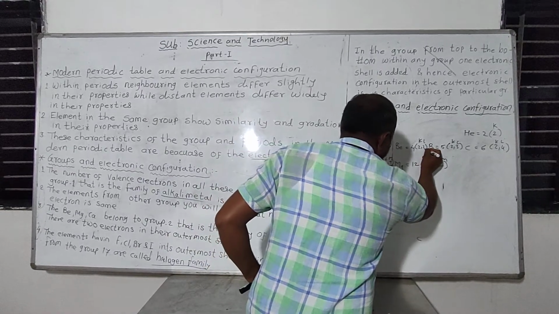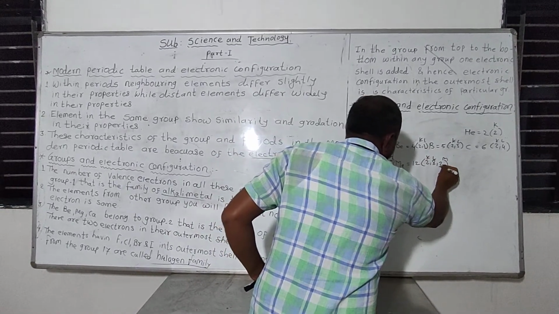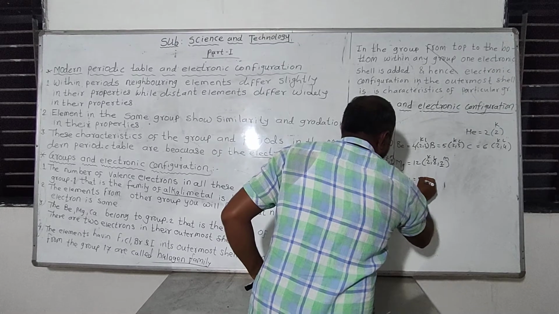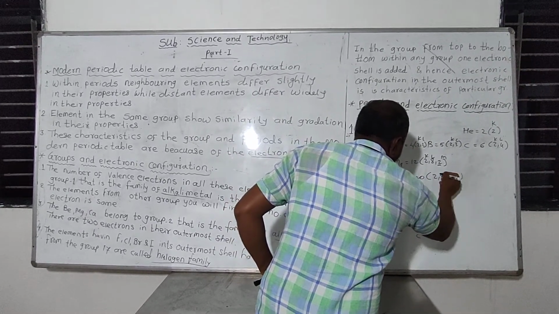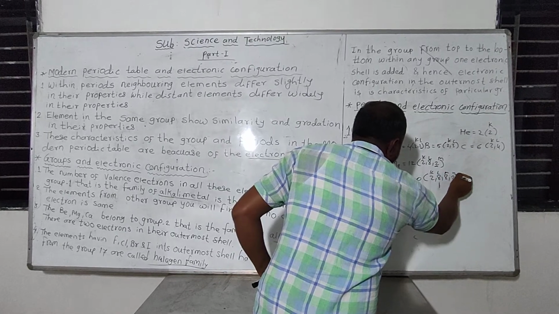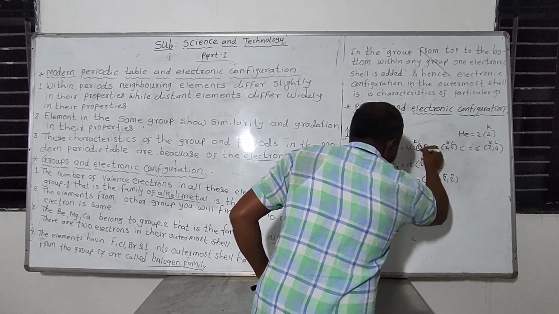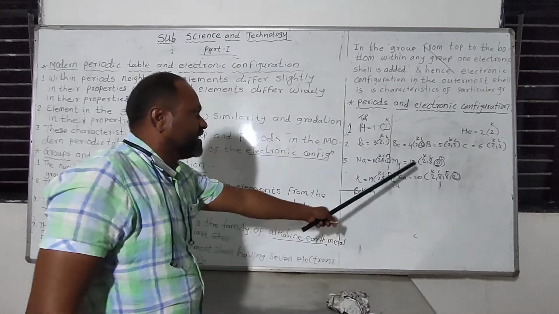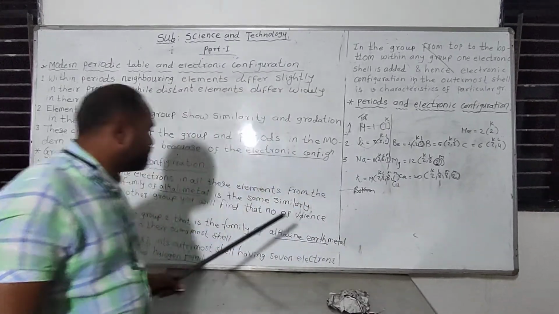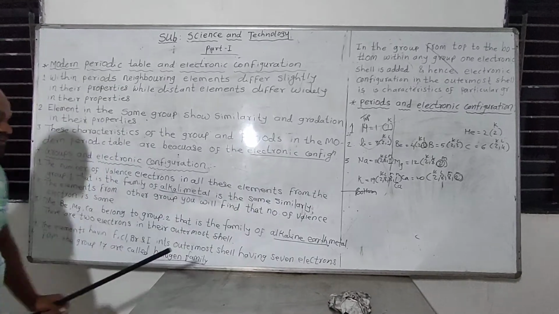Beryllium has 2 electrons in its outermost cell, magnesium also 2 electrons, and calcium, having atomic number 20, has electronic configuration 2, 8, 8 and 2, so K, L, M and N. In its outermost cell there are 2 electrons. So this group is called the second group, and that family name is alkaline earth metal.